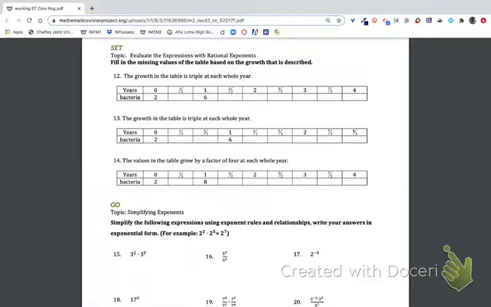For numbers 12 through 14, this is what the lesson itself entailed. So I'm not going to go over all of them again, but I'll go over 12 and 14. Number 13 has the thirds. It's a little bit more challenging. But numbers 12 and 14 are along the lines of what the first portion of the lesson was about. So the difference, triple at each whole year. So 2, then 6, then keep multiplying by 3.